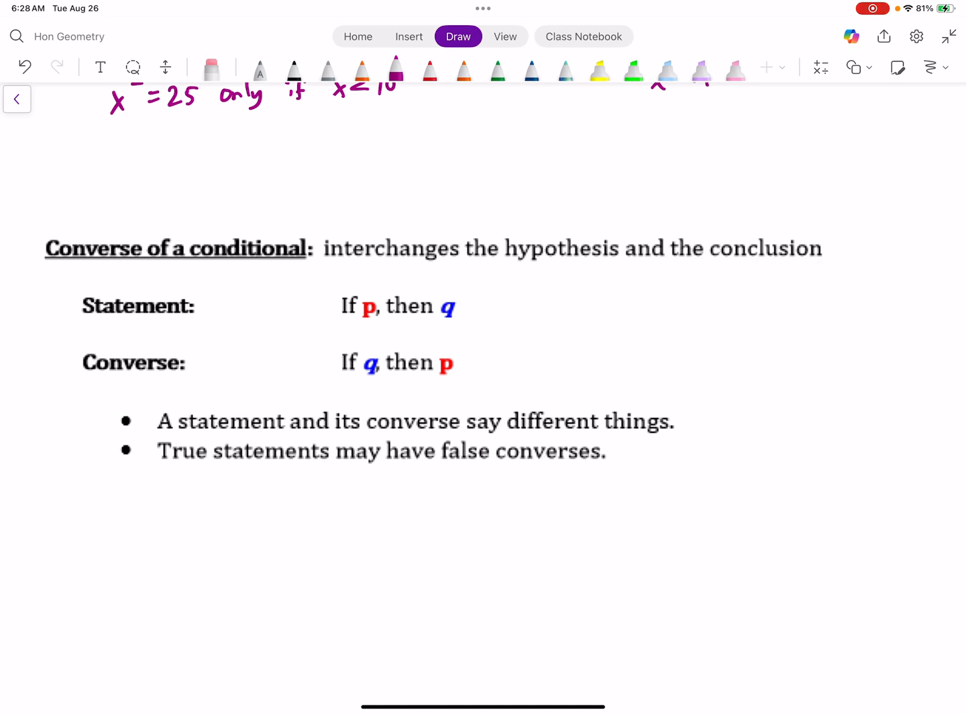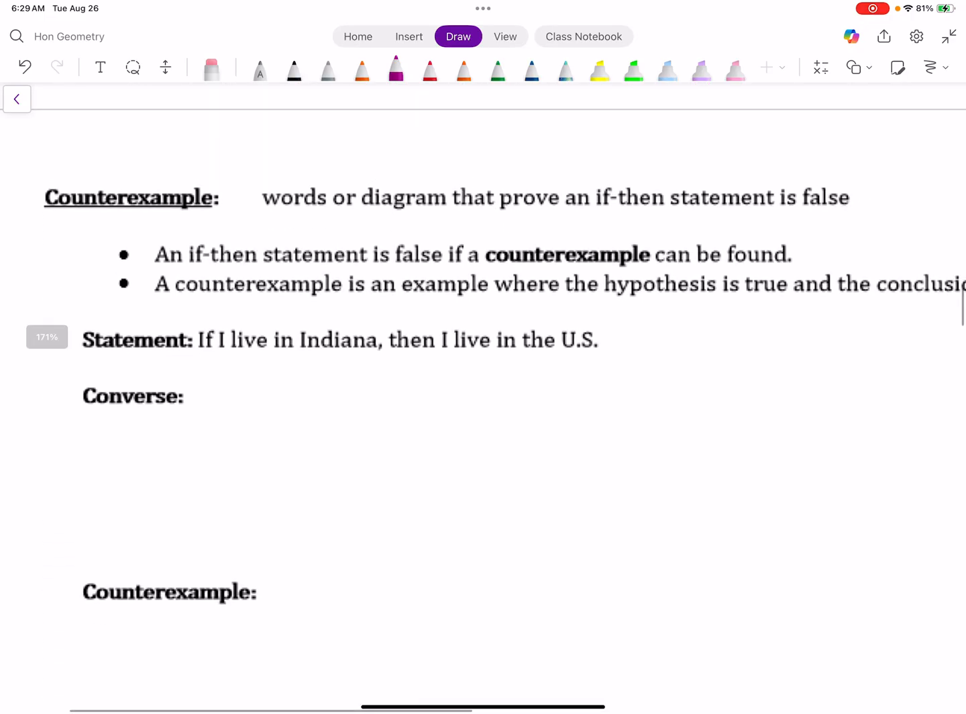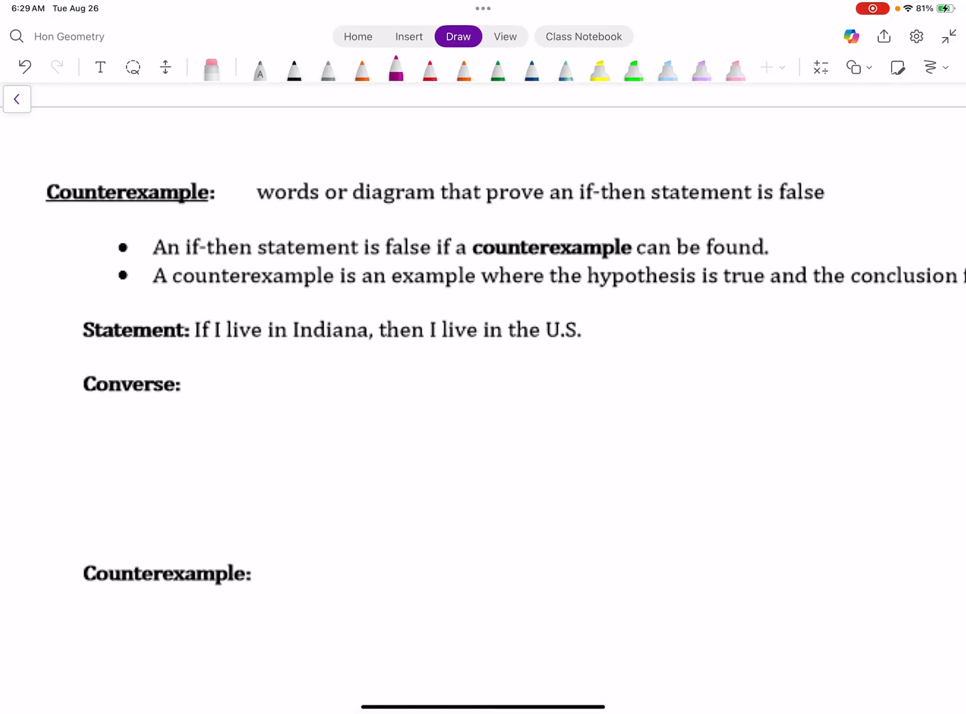So a statement and its converse can say totally different things. They do not have to say the same thing. They don't have to both be true. So it may be a true statement to start with, but when you turn it around and say its converse, that makes it false. So let's get to some of these. A counterexample, just so that we can figure out if it's true or false, is any kind of words or a diagram or something that proves that the statement is false.